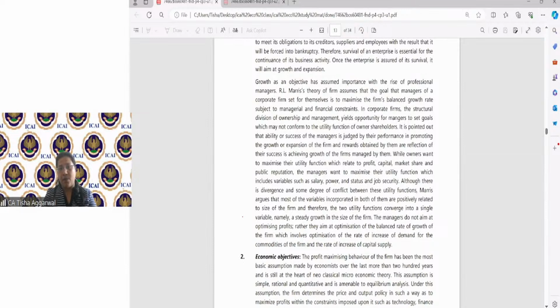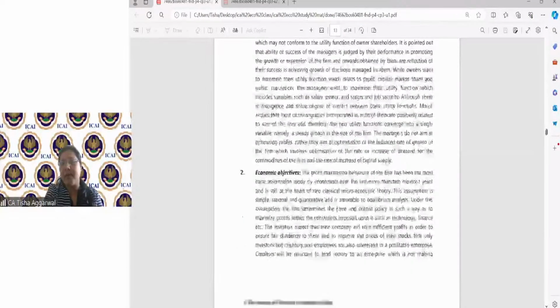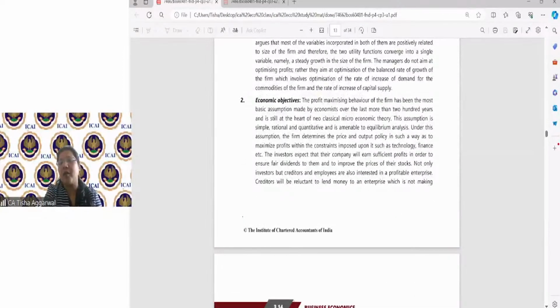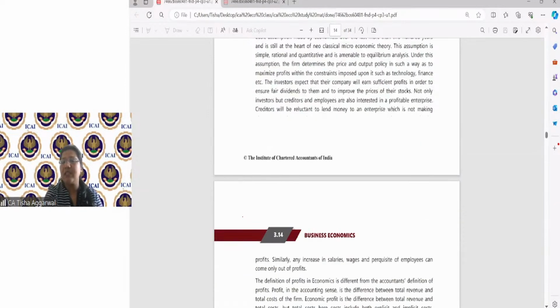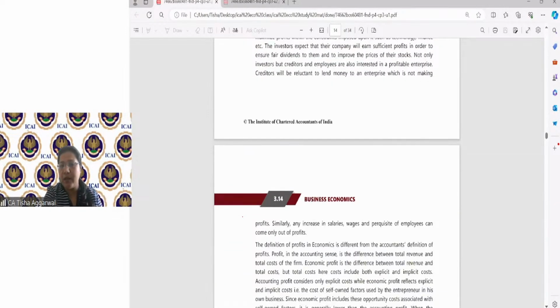Second, economic objectives. The second thing that every entrepreneur generally works on is that I should have the economic objective achieved. When I say economic objective, that simply means that my cost should be absolutely covered by the revenue. Also, the salaries, wages, etc. to my employees should be given.